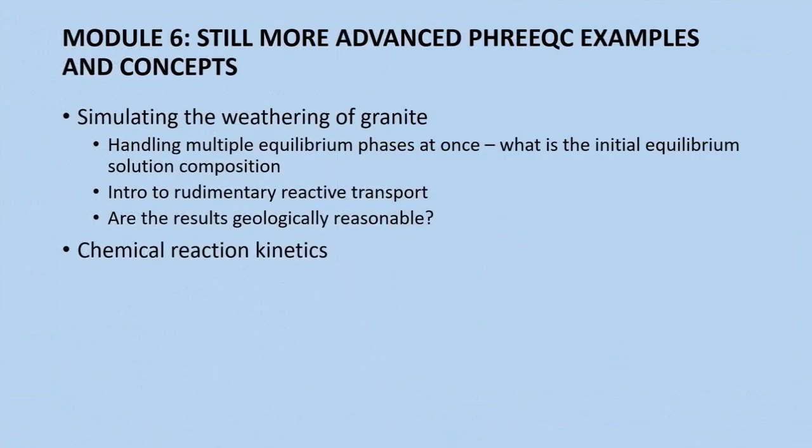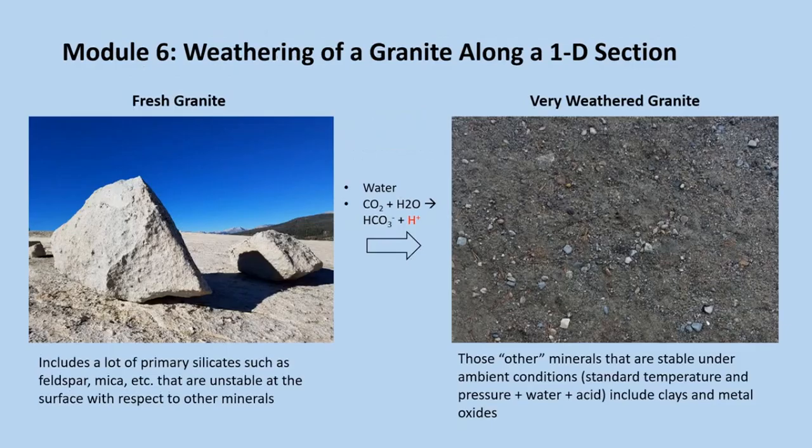In this lecture, we'll cover a couple of additional examples that are a bit more sophisticated. The first example involves the simulated weathering of granite along a one-dimensional column, where we'll look at how to handle a number of equilibrium mineral phases all at the same time, and also have our first introduction to reactive transport, albeit in a simple way. The second example involves an introduction to modeling reaction kinetics, in this case the dissolution rate of pyrite as influenced by specific surface area, oxygen concentration, and pH.